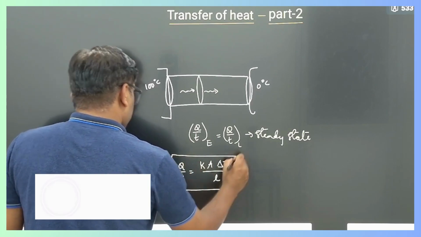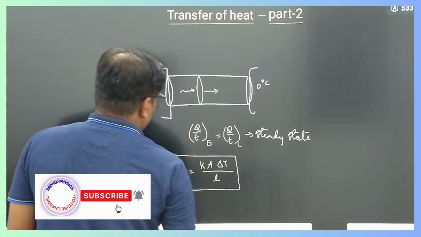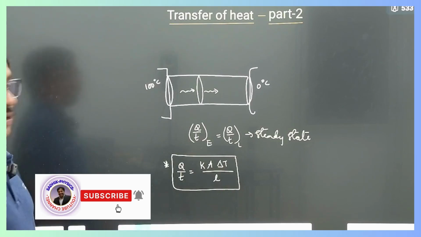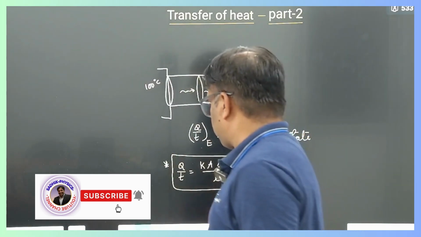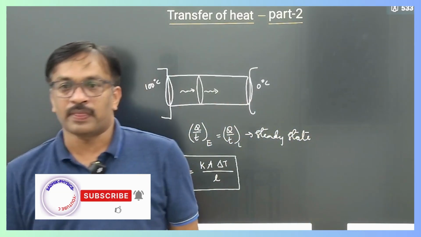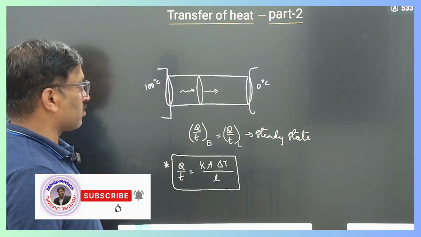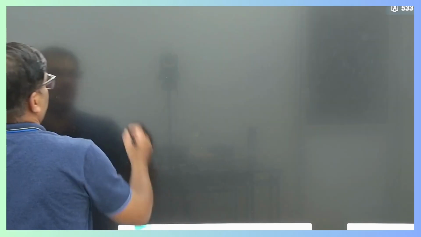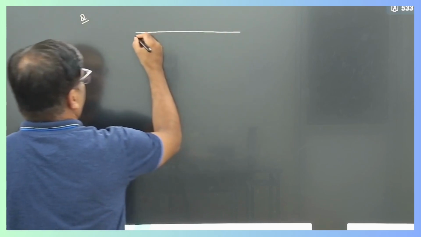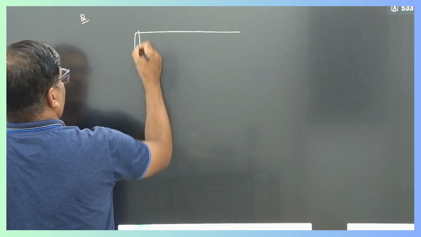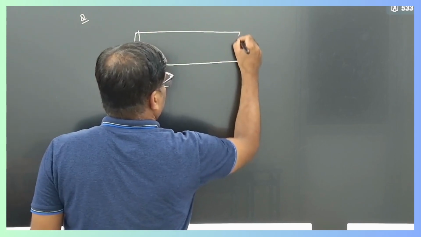So this is the formula for the rate of flow of heat energy. Now we'll see some applications based on this. Now, a very simple question. Suppose there is one conductor.